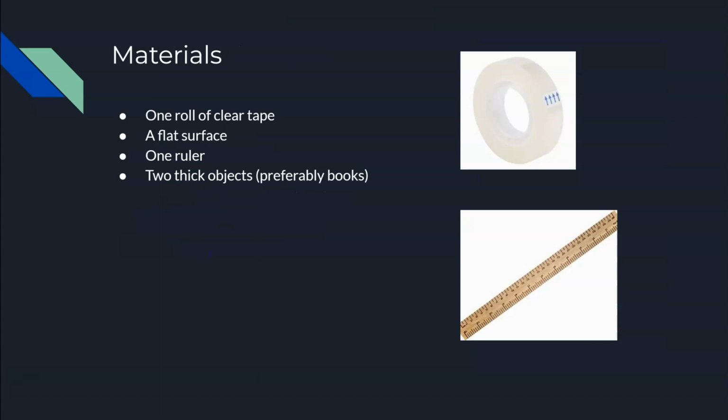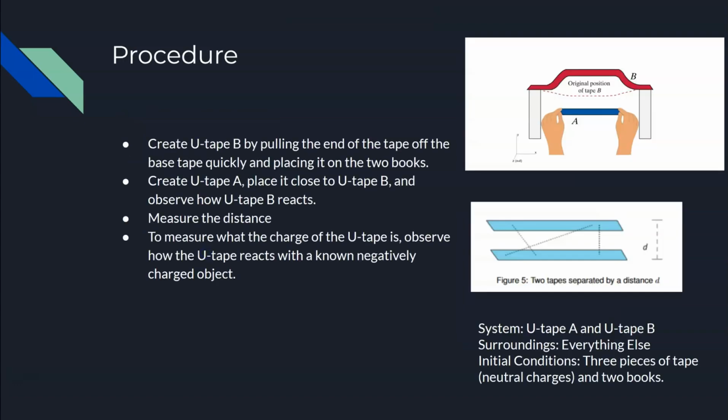The materials used for this experiment included one roll of clear tape, a flat surface, one ruler, and two thick objects, preferably books. The first step of this procedure was to create U-tape B by pulling the end of the tape off of the base tape quickly and placing it on the two books. The base tape is simply a neutral piece of tape that lies face down on a flat surface.